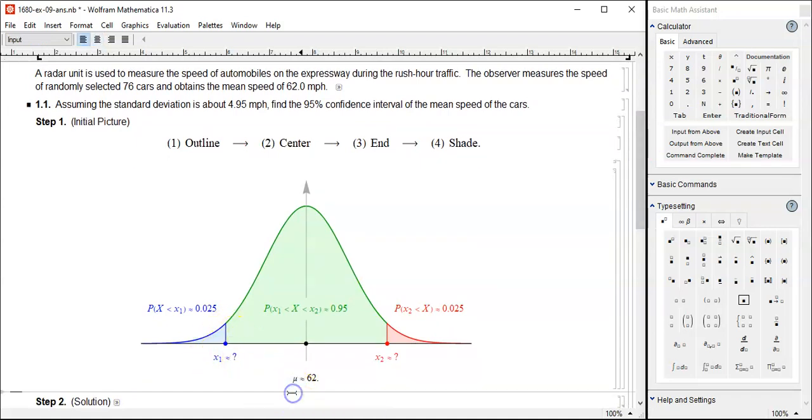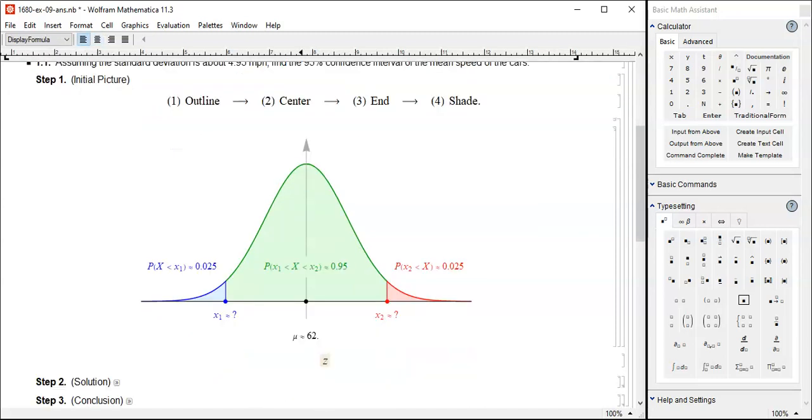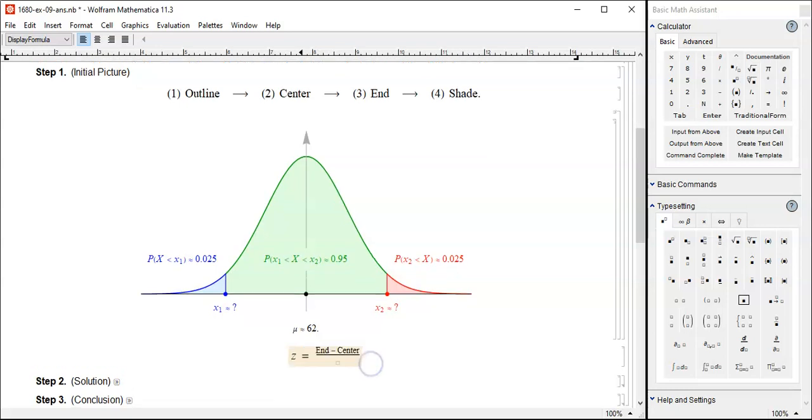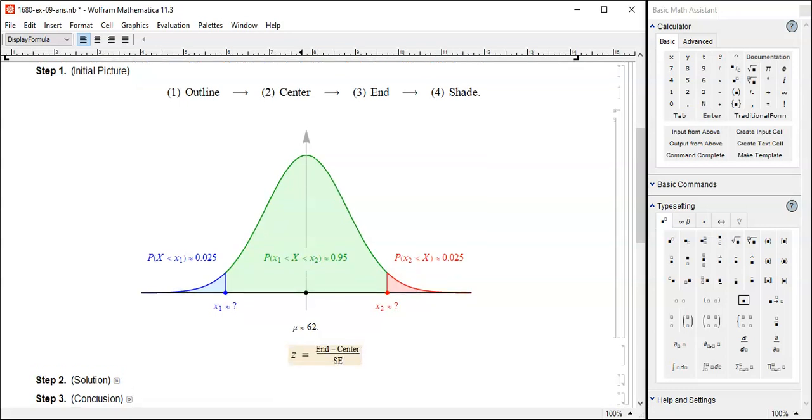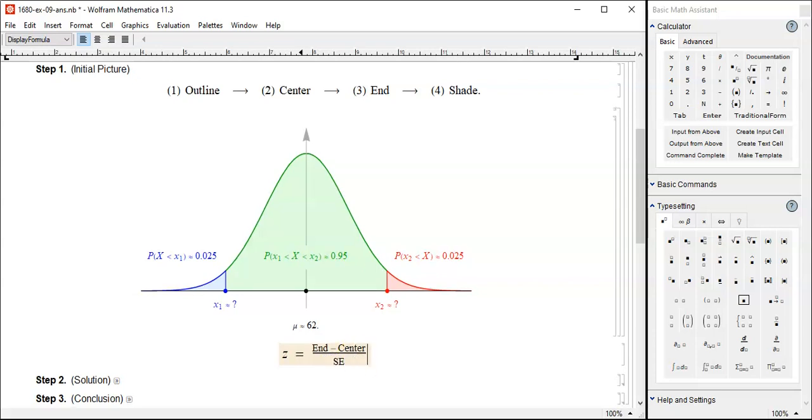Ready? Okay, here we go. As usual, z is end minus center over SE. And this is a general formula. Previously, we used to do SD in the previous chapter, but that was just for one chapter. From now on, it's going to be SE. Whenever we have sample study, it's going to be SE.